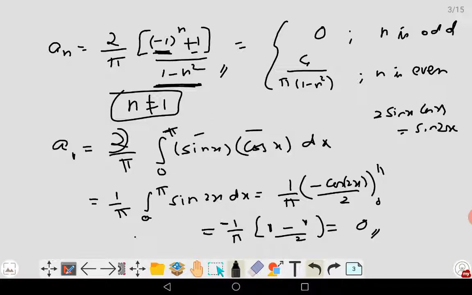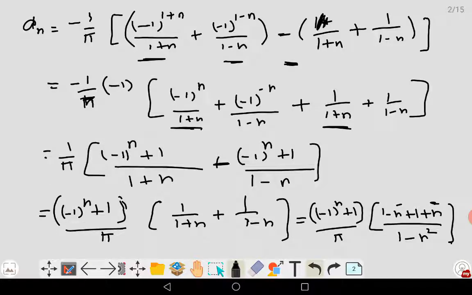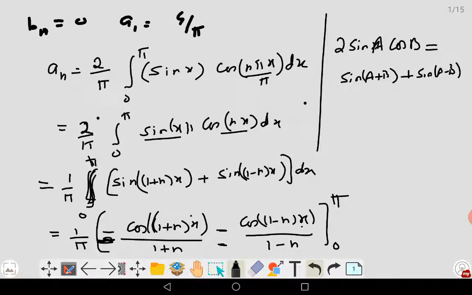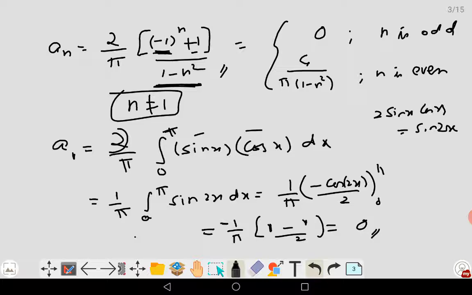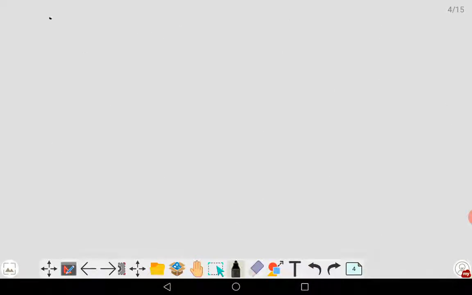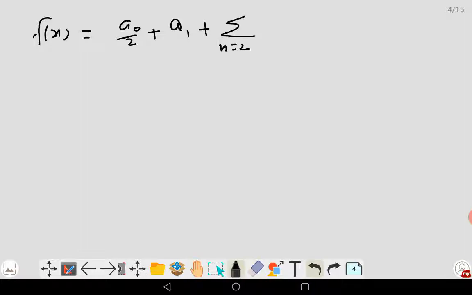We got a0 as well. What is our a0? A0 is 4 by pi. Okay, then f of x. For even function it is a0 by 2, then a1 which is 0. Then summation starts from n equal to 2 to infinity an into cosine n pi x over p.